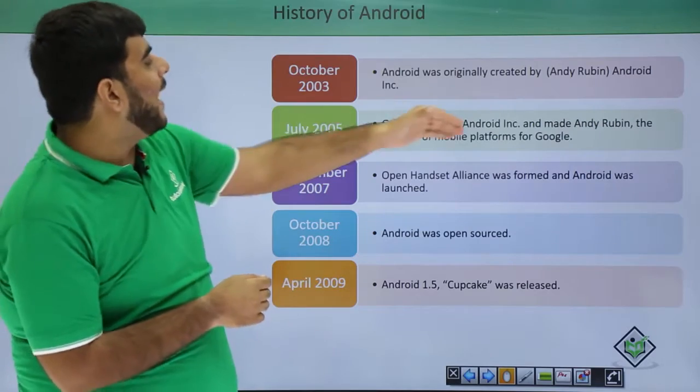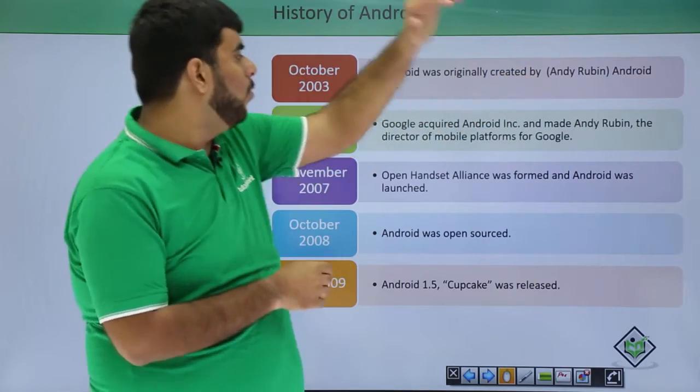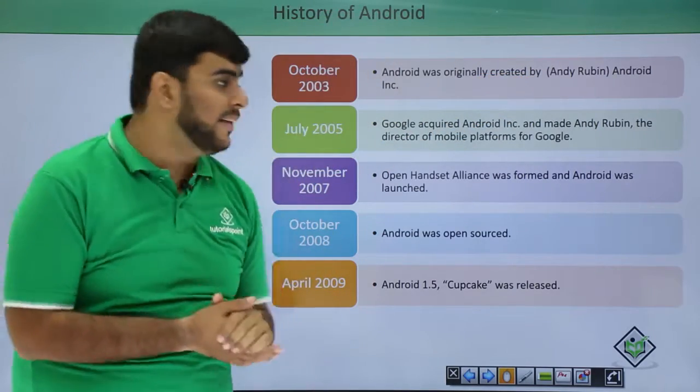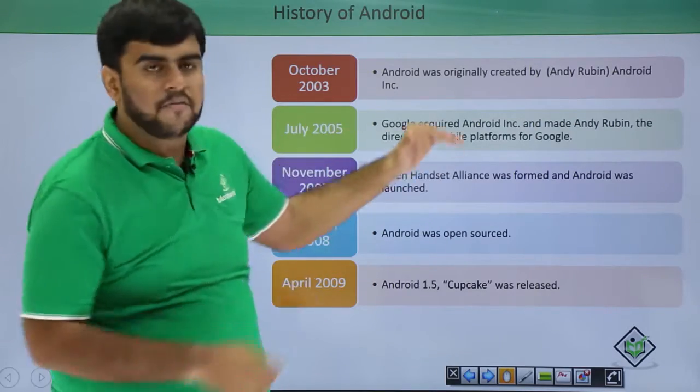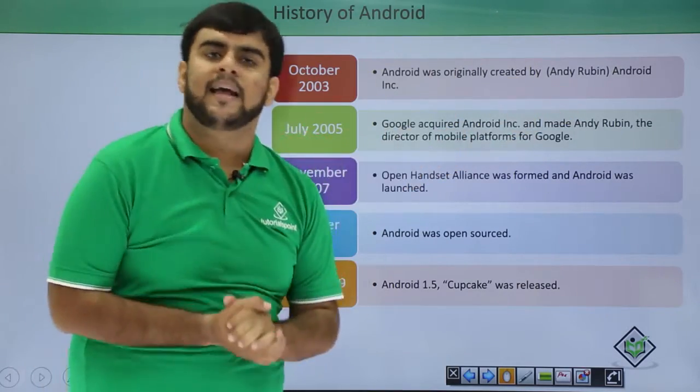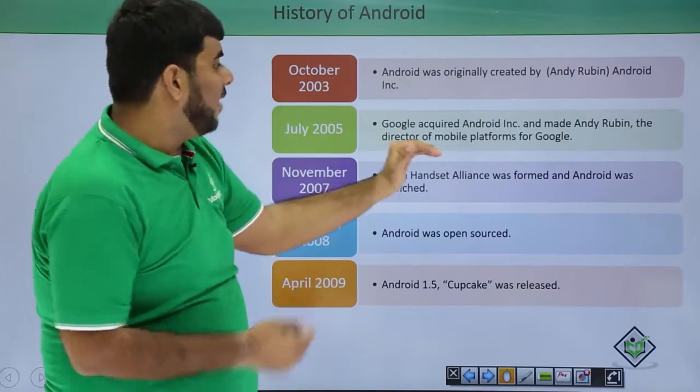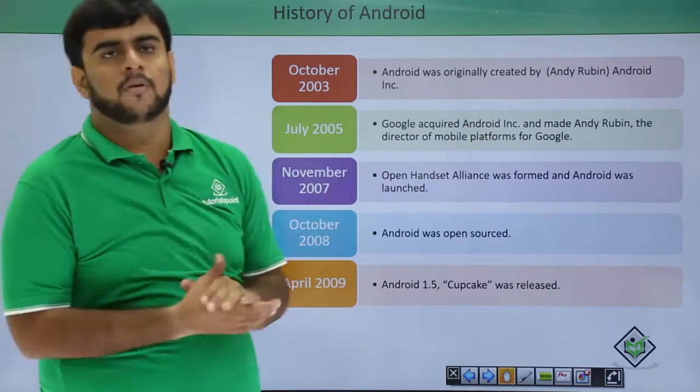Now we are going to cover the history of Android and the versions that are available in the market. Android was started by Andy Rubin, who founded a company, Android Inc., in October of 2003. In July of 2005, Google acquired Android Inc. and made Andy Rubin a director of mobile platform for Google.